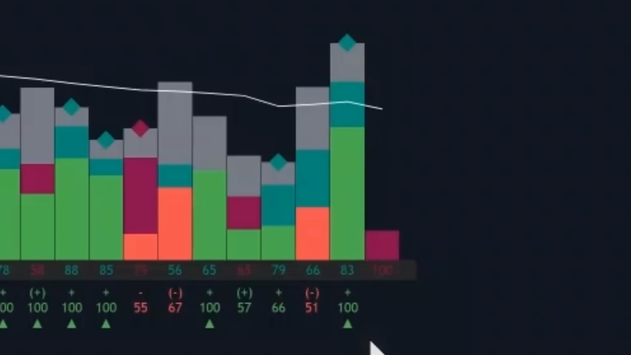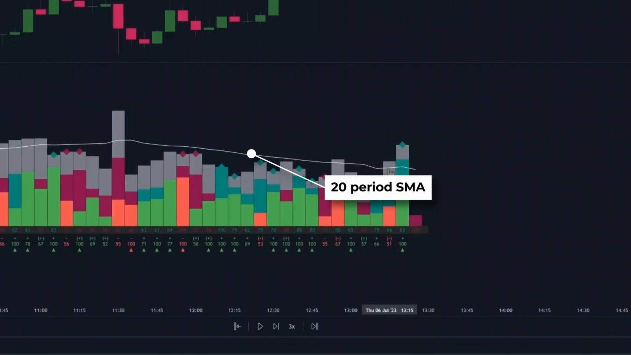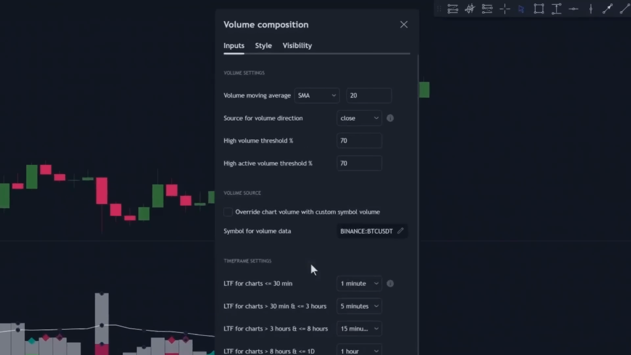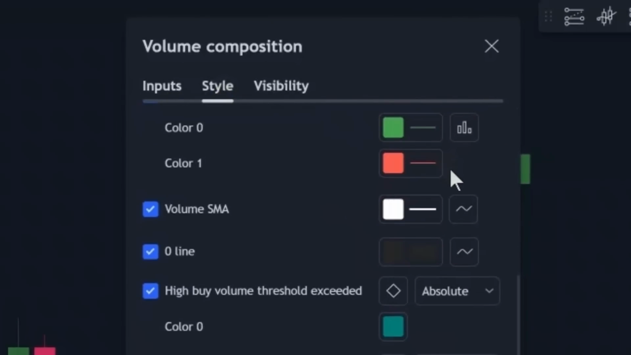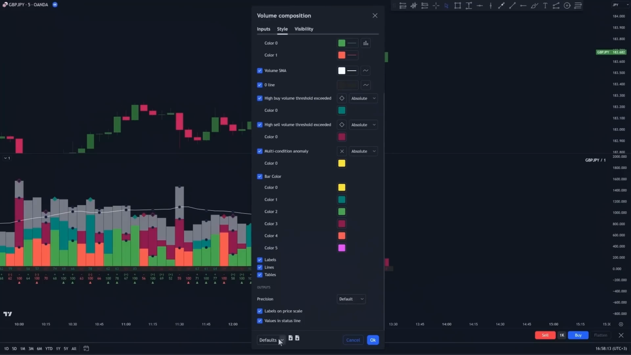It also shows whether the dominating active volume threshold has been exceeded, like this. This white line right here is just a 20-period simple moving average plotted on top of the volume composition indicator. You can change these settings to whatever you want, but for this video, we're just gonna leave everything at default.